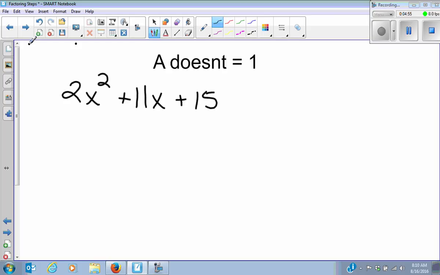15 doesn't have a square root, but even before that, 2 doesn't have a perfect square, right? So that's not a square. I can't take the square root. Does 2 have a nice square root?